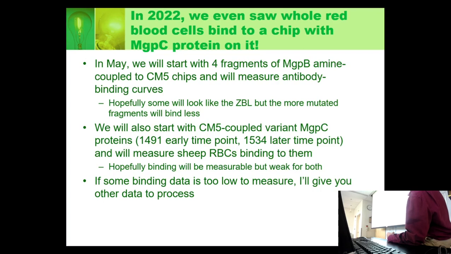We're going to try our fragments that we're purifying. We're going to put them on the chips. We're going to measure the antibody binding curves. Hopefully some will look like that type binding we saw, but the more mutated fragments will hopefully bind less. That's our idea, that the antibodies, the alanines, will bind antibodies less.